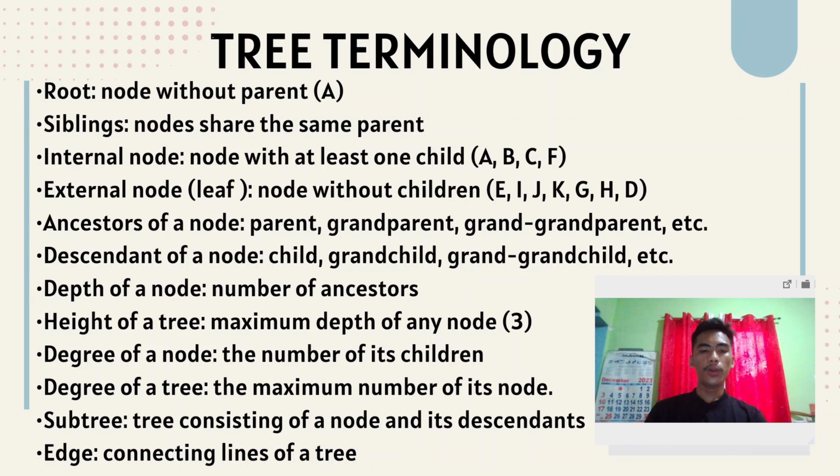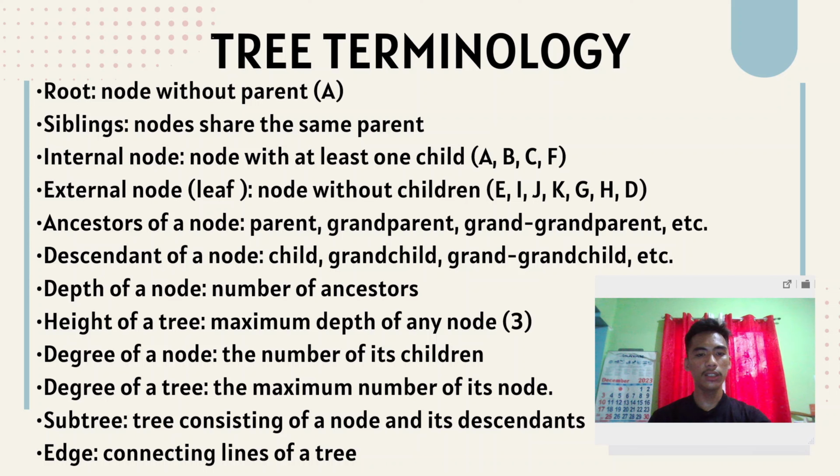So next is depth of a node, the number of ancestors. The depth of a node is the number of ancestors it has. It is a measure of how far the node is from the root. So next is height of a tree, the maximum depth of any node. The height of a tree is the maximum depth among all its nodes. In this case, the height is given as 3.